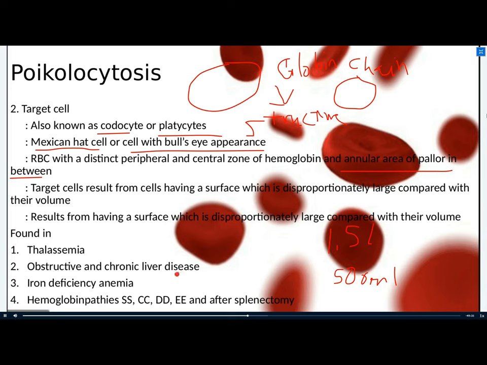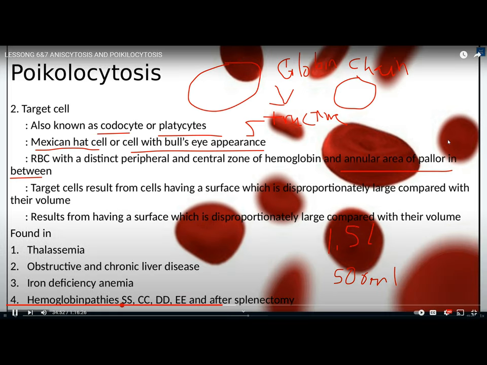Another one would be your obstructive and chronic liver disease, iron deficiency anemia, hemoglobinopathies, SS, CC, DD, EE, and after splenectomy. Please copy.